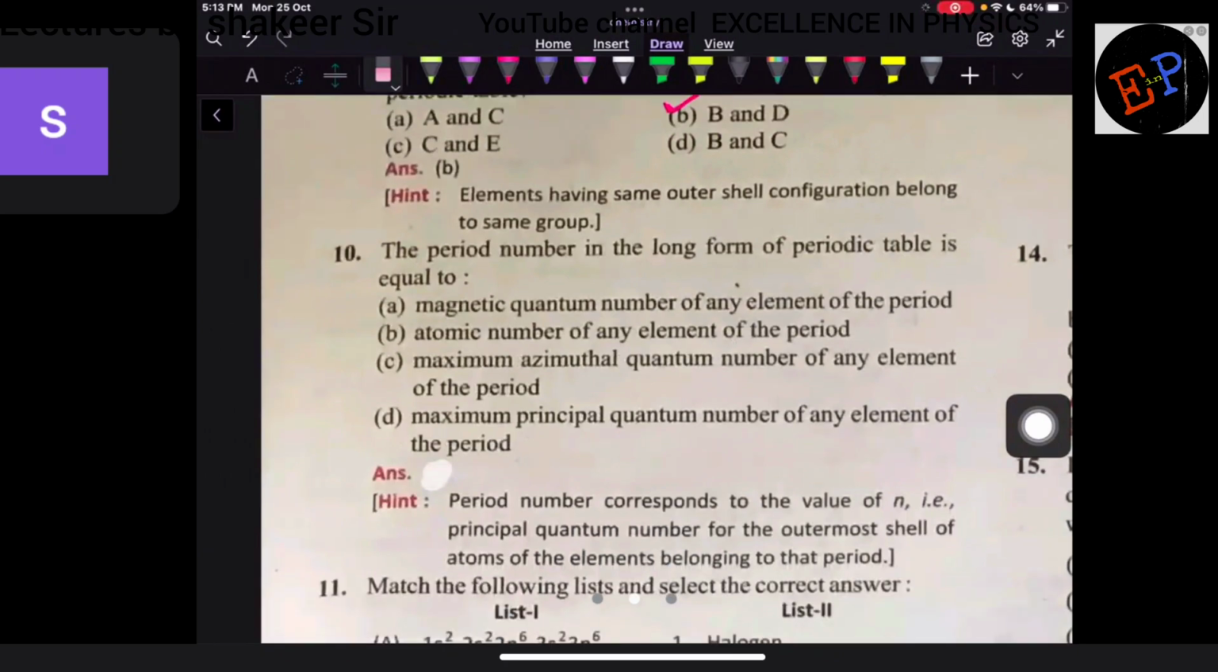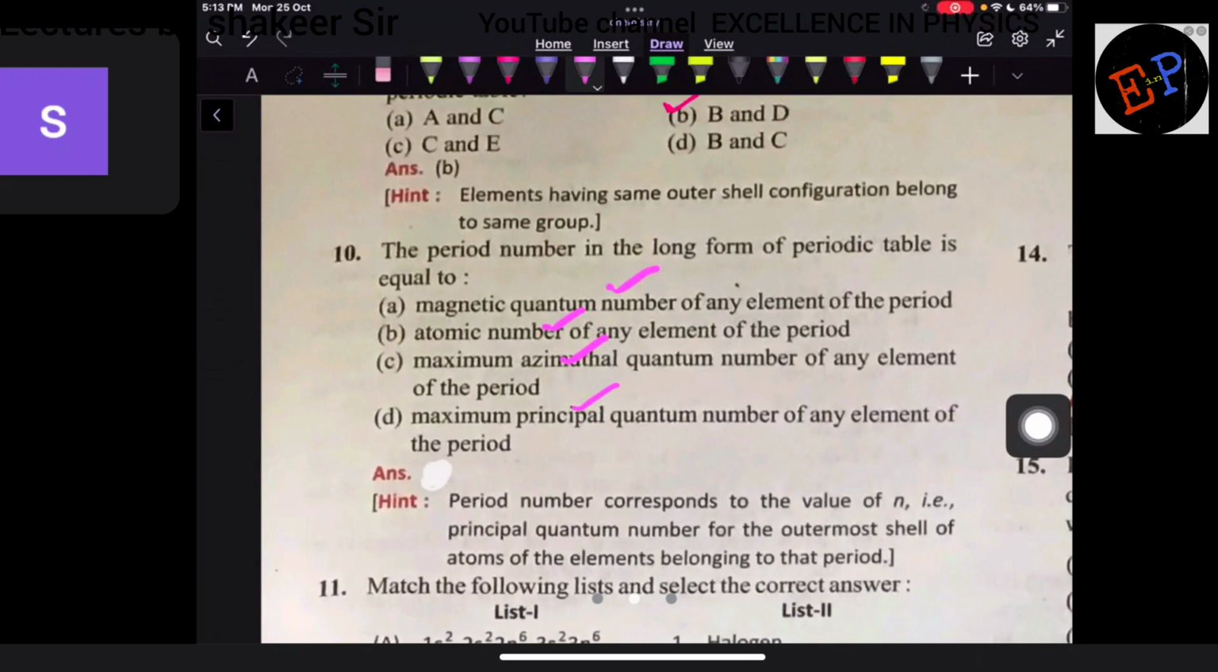Next is: the period number in the long form of the periodic table is equal to what? In the long form, that is the modern periodic table, the period number indicates what? That is the question. Does it indicate magnetic quantum number? Does it indicate atomic number of any element? Does it indicate azimuthal quantum number? Or does it indicate principal quantum number? Principal quantum number. How can you say principal quantum number?